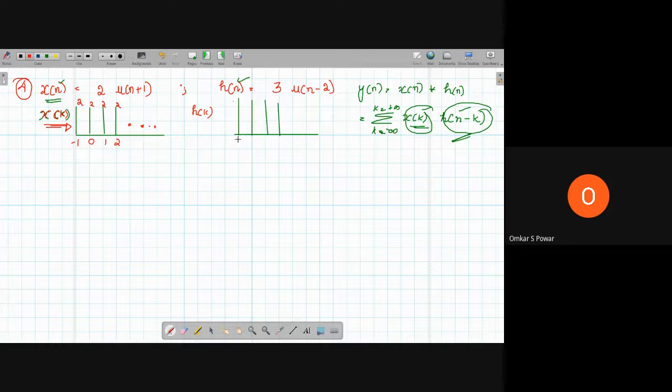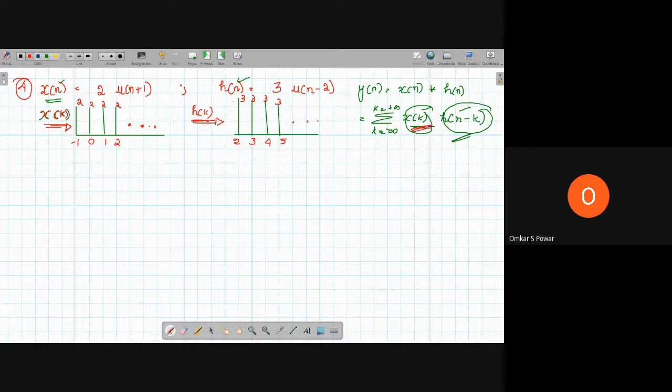Now this will start from 2, 3, 4, 5. So this continues, and what is the magnitude? Magnitude is 3. Okay, so this is h of k. But see the derivation of this convolution, or the formula for convolution.